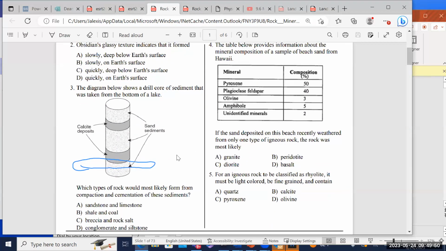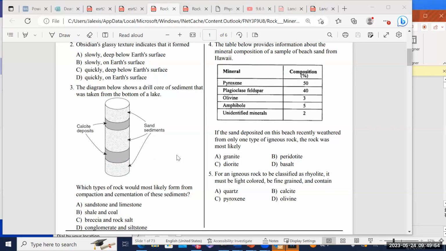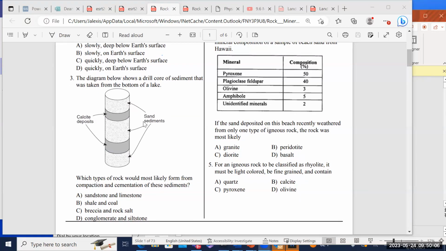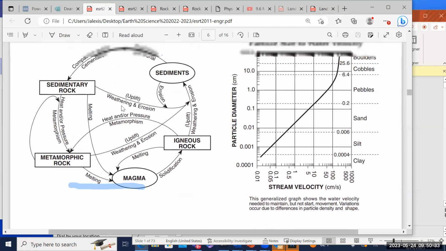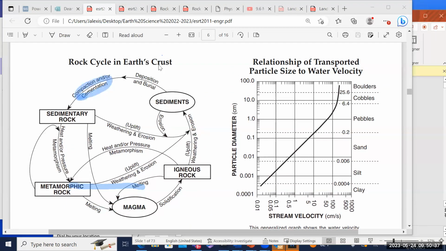Now we're looking at number 3. Number 3 says that the diagram below shows a drill core of sediment that was taken from the bottom of a lake. Which type of rock most likely formed from compaction and cementation of these sediments? There are key things that let me know what type of rock this is. Number 1, I know that it involves compaction and cementation. If you look on page 6, where I see the words compaction and cementation, it points to a sedimentary rock. So I know I'm dealing with a sedimentary rock.